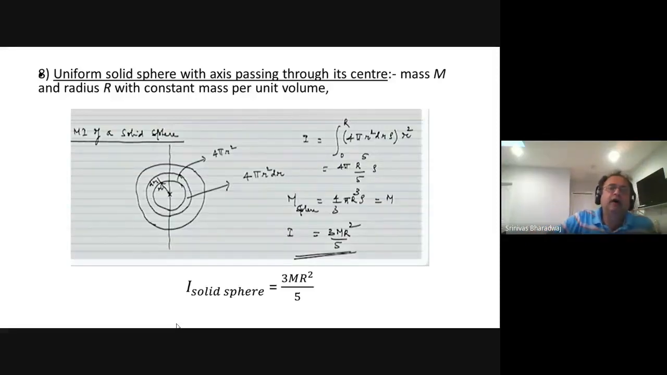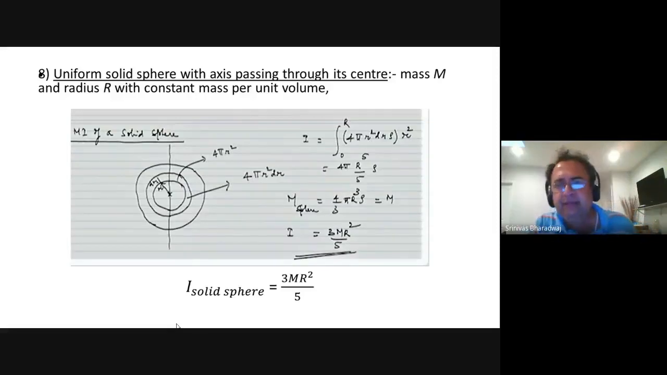So now m by 4 by 3 pi r cube will give you your rho. Okay, rho is equal to m by 4 by 3 pi r cube. Now, if you take a hollow sphere, its area is 4 pi r square. Let's say its thickness is a very thin thickness of dr. So 4 pi r square dr times rho is dm.